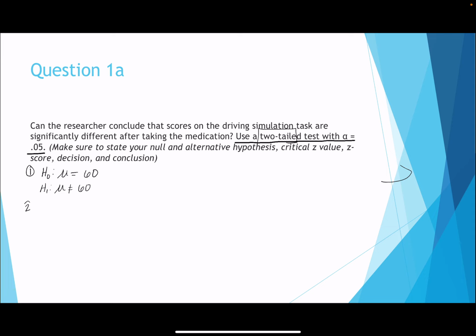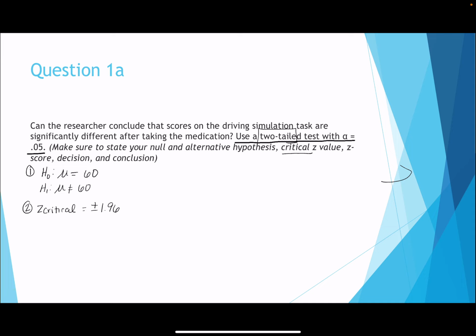So the second thing we need to do is talk about our critical z-values. Since we're using a two-tailed test with an alpha of 0.05, our z-critical is automatically going to be plus or minus 1.96. On one of the PowerPoints where we talked about this, we listed out those critical z values in a chart. The cool thing about the z-values is they don't really change. A two-tailed test with an alpha of 0.05 for z is always going to be plus or minus 1.96.